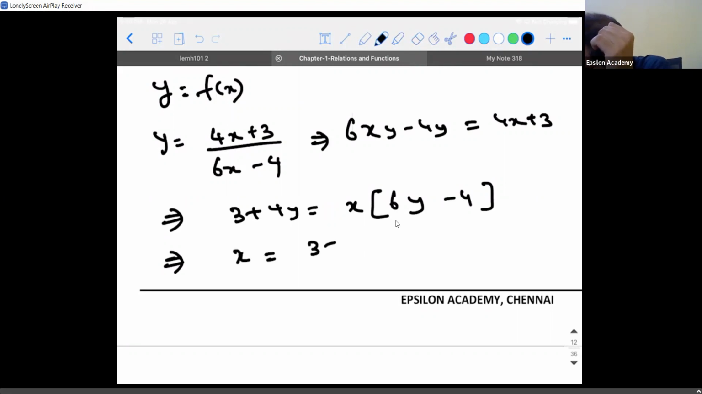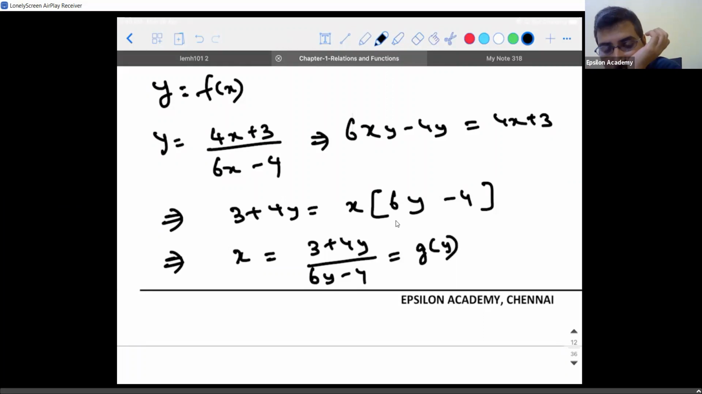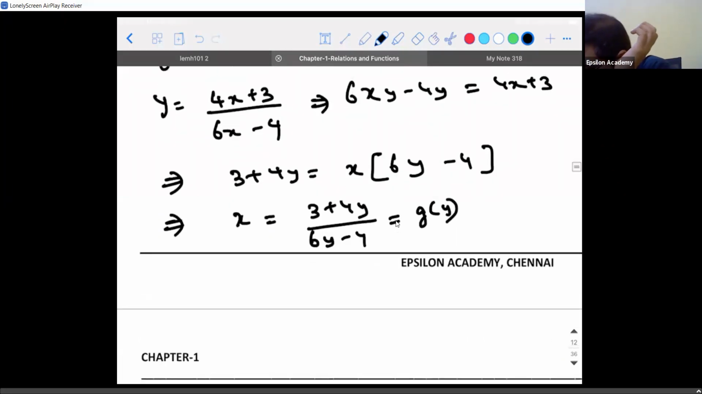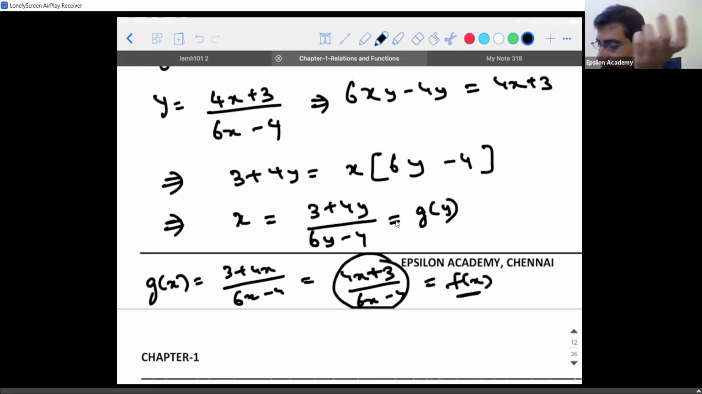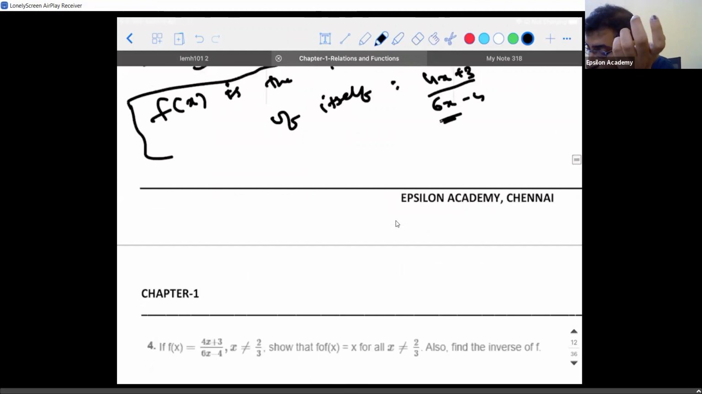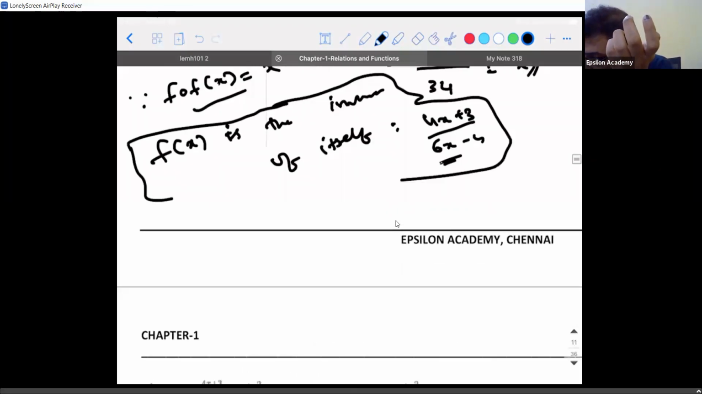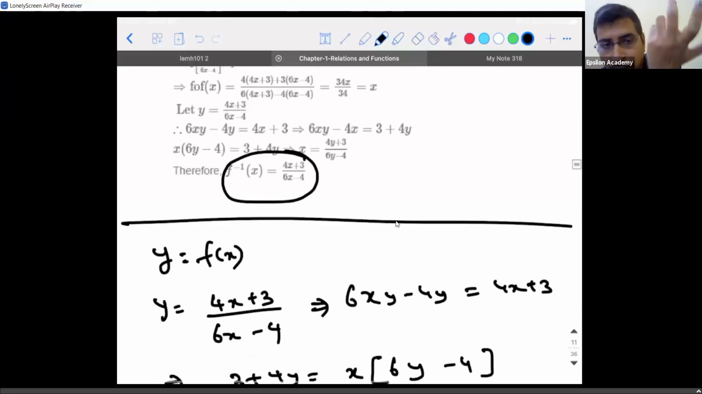So x is equal to (3 plus 4y) divided by (6y minus 4). So this I call g of y. Right? Then what will be the value of g of x? Is this not the question they have given, which is nothing but f of x? There is a more technical way. Rather, what I would suggest is you can go with the solution that I gave you. f of x is the inverse of itself because of the identity function. You can write either of them.